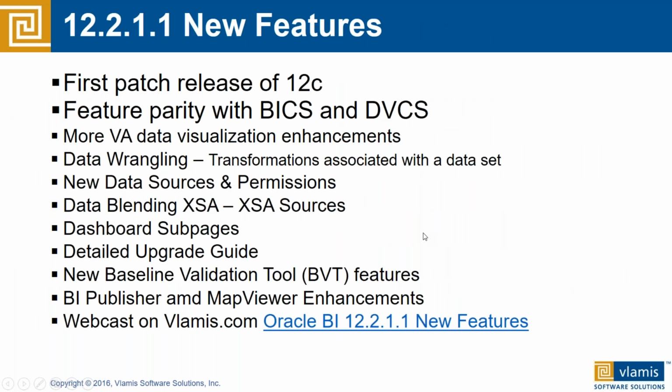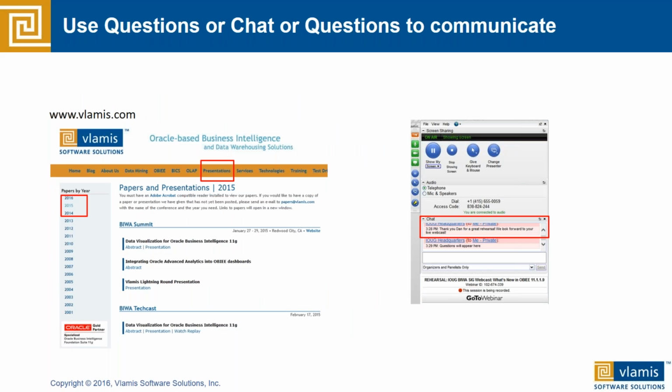Just to recap real quick for those of you that might have missed that, 12.2.1.1 was the first patch release of 12c. The big ticket item for that is feature parity for BI Cloud Services and Data Visualization Cloud Service. We'll talk a little more about that later on in this webcast. But now they're all kind of together in a feature parity. There are more data visualization enhancements, data wrangling, new data sources and permissions, the ability to scope down what you can see. There's some blending that happens with external data sources. We now have dashboard subpages. You'll see that in SampleApp, by the way. And many other things. The webcast is on the Oracle BI 12.2.1.1 new features. Check it out if you want to know more, and you can view the entire webcast.